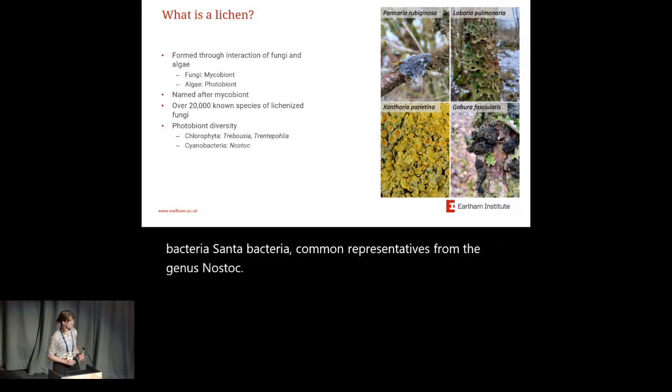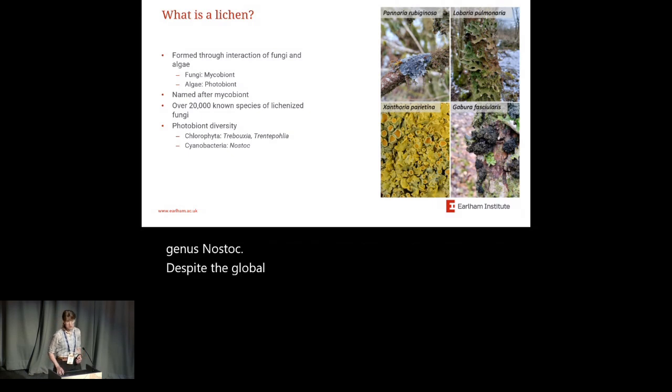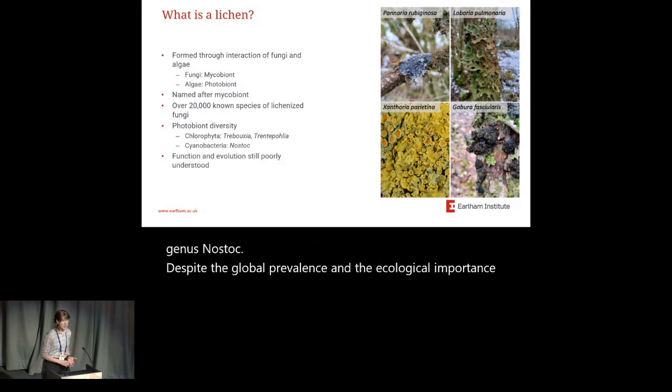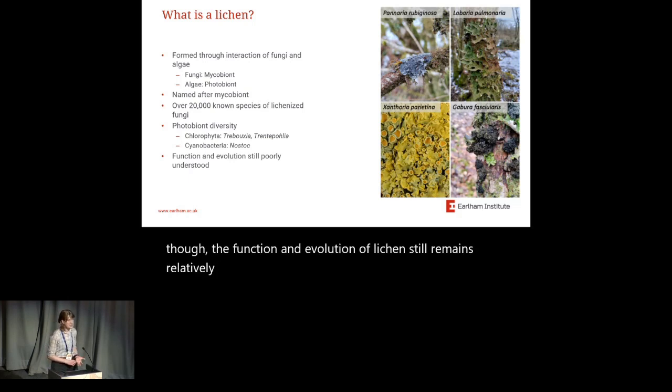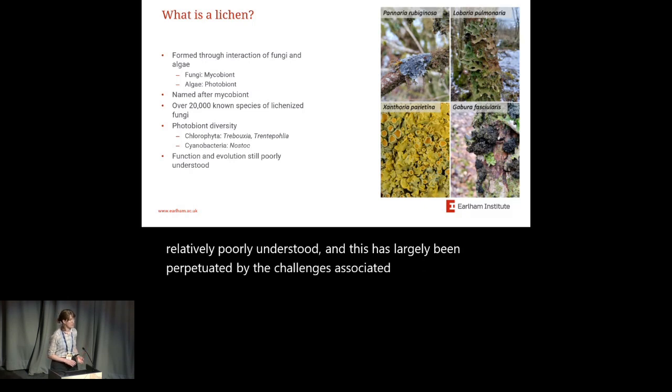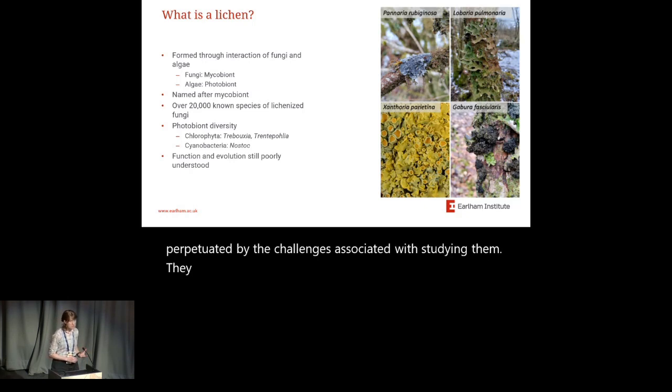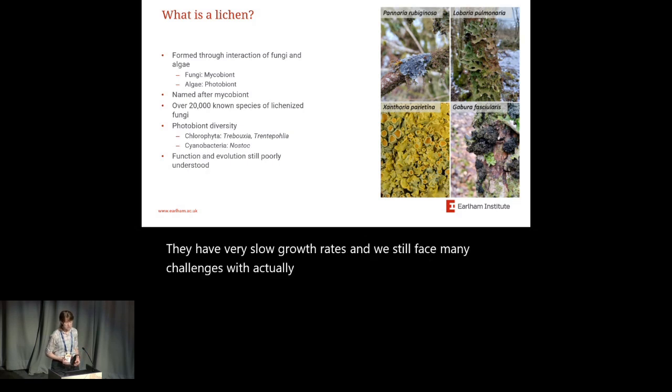Despite their global prevalence and ecological importance, the function and evolution of lichens still remain relatively poorly understood, and this has largely been perpetuated by the challenges associated with studying them. They have very slow growth rates, and we still face many challenges with actually being able to culture these in a laboratory setting, which has severely limited the path forward for how we can explore them.